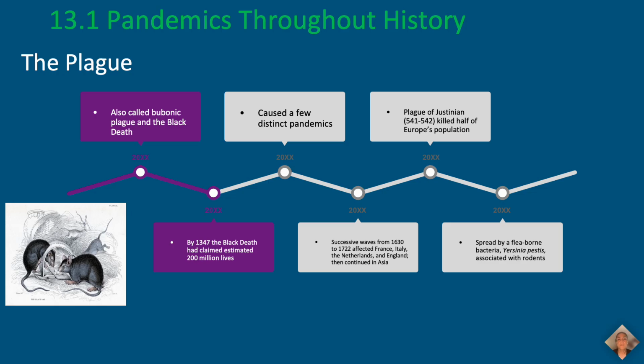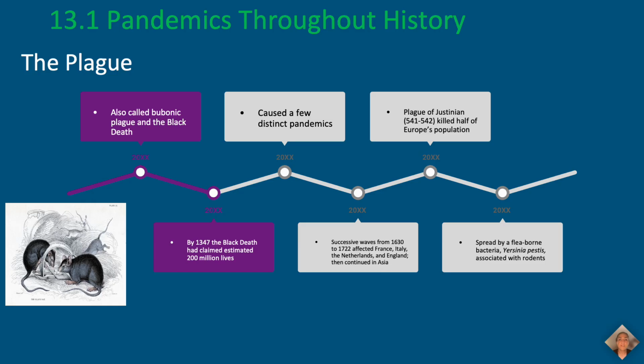So the plague, also called the bubonic plague and the Black Death, there are things that we should be familiar with when it comes to the plague. So one is that it caused a few distinct pandemics. So in 541 to 542, the plague of Justinian killed half of Europe's population. By 1347, the Black Death had claimed an estimated 200 million lives.